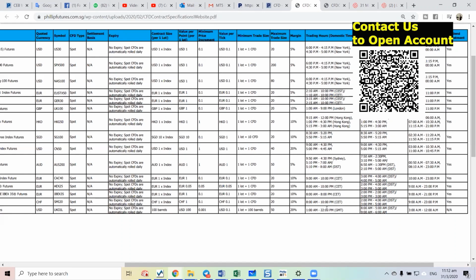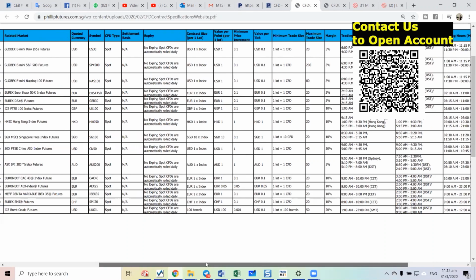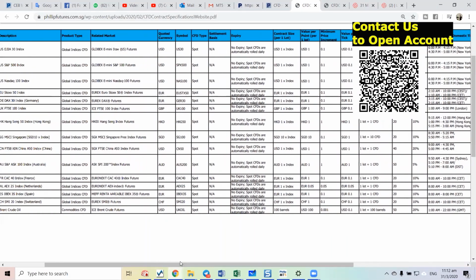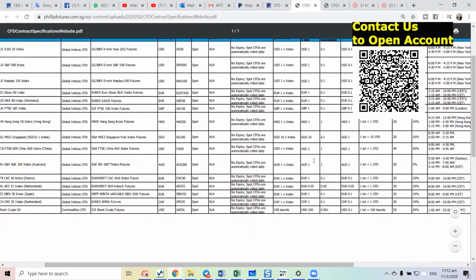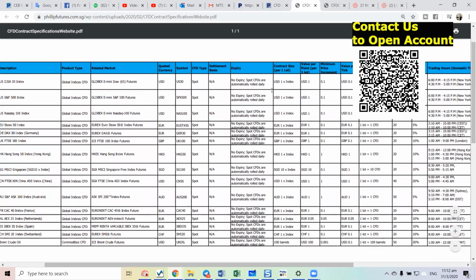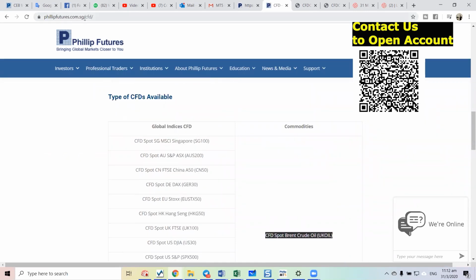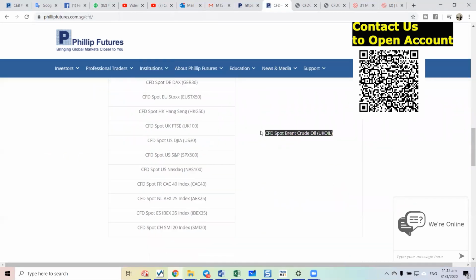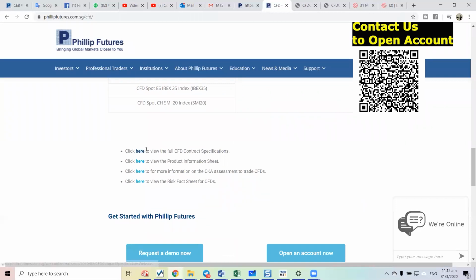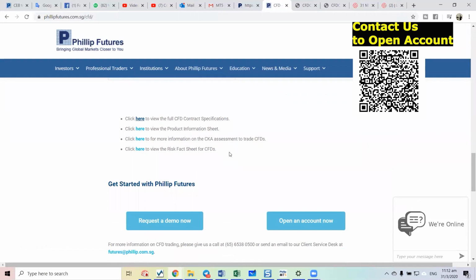Of course, there are other indices over here. If you want to trade the other indices, you can just refer to this sheet that is available on the philipfutures.com.sg/CFD website, under the full CFD contract specification.